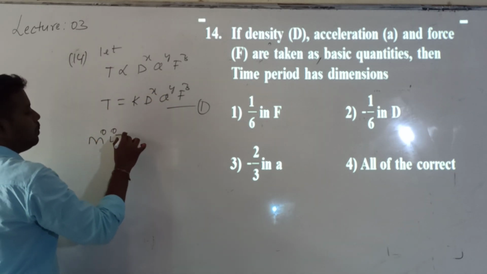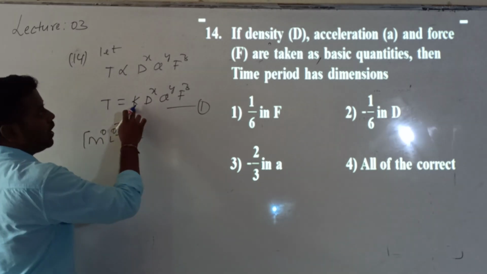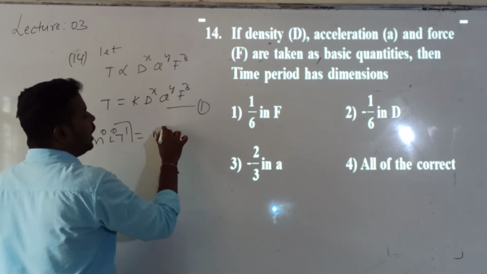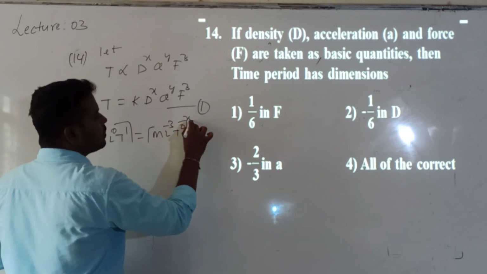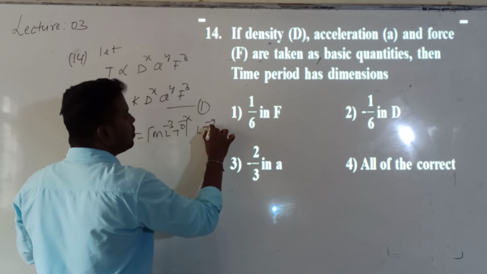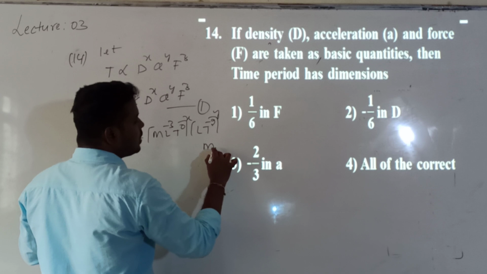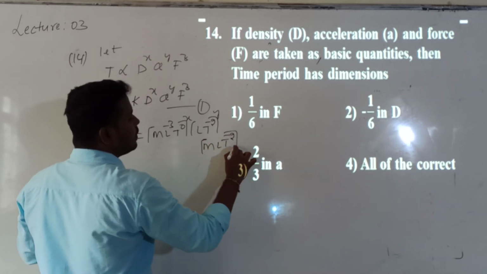M power 0, L power 0, T power 1 is equal to K, no dimensional formula. So density means mass by volume, M L power minus 3 into T power 0, whole power x. A is acceleration, L into T power minus 2, whole power y. F is force, I can write M L T power minus 2, whole power z.